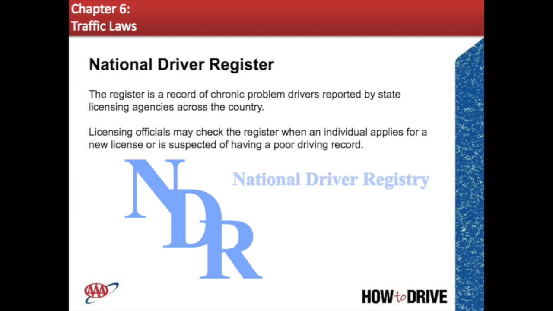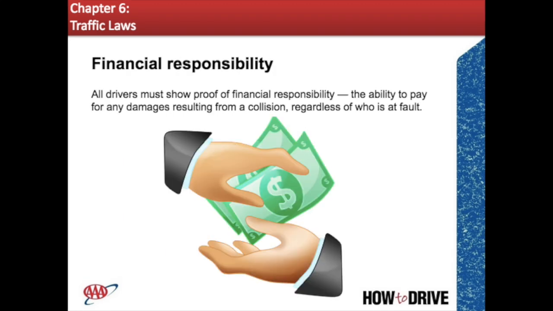For this slide, we will cover financial responsibility, but we will also cover insurance and financial responsibility in Chapter 16. So, you'll be able to answer: what is financial responsibility, why is it required for all drivers, and why is it important to safe driving? All drivers must show proof of financial responsibility, which is the ability to pay for any damages resulting from a collision, regardless of who is at fault.